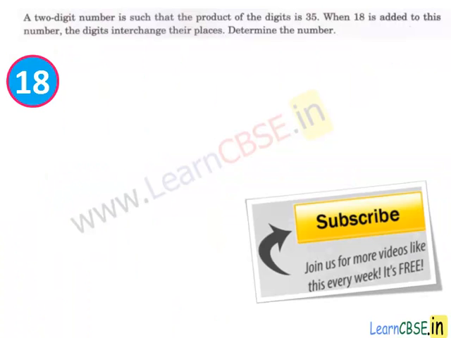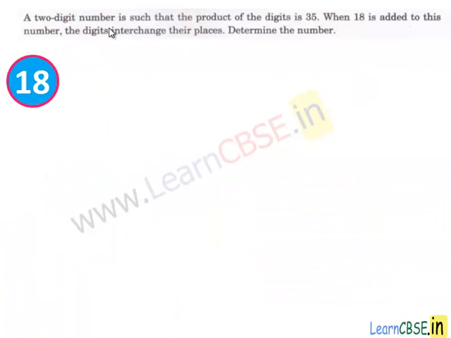So let's move to the next question. In this question, we have a 2-digit number, and it is such that the product of two digits is 35. When 18 is added to this number, the digits interchange their places, and we have to find that number. Let's work out the problem.